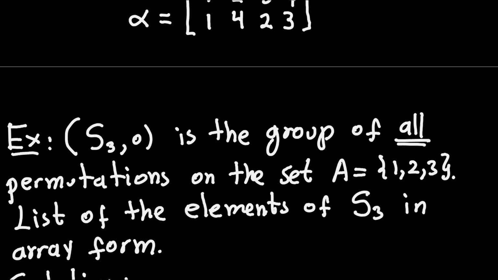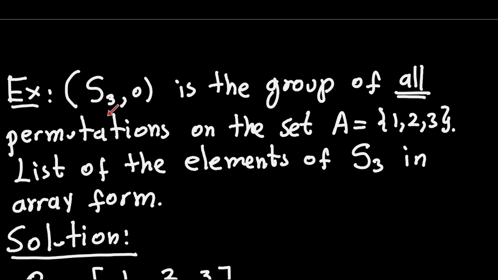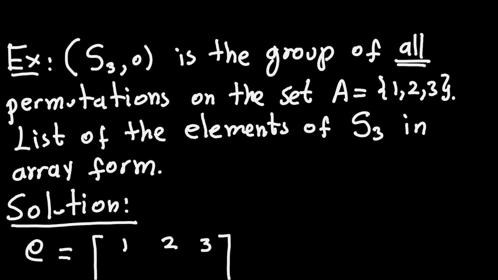Let's look at this example. So let's say we have S3 with composition. Remember, S3 is by definition all the permutations on the elements 1, 2, 3, which is the group of all the permutations on the set 1, 2, 3. And this binary operation is composition of functions. Remember, as we saw from the last video, this is a group, the group of all the permutations on 3 elements.